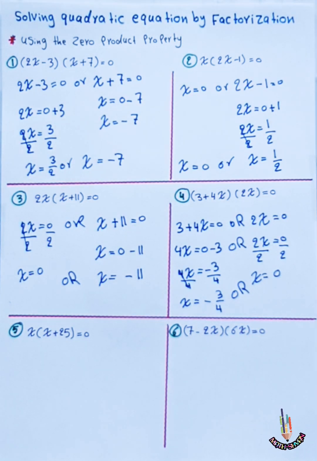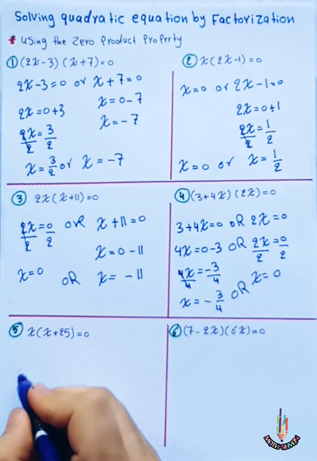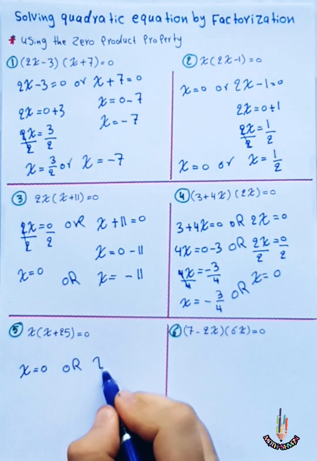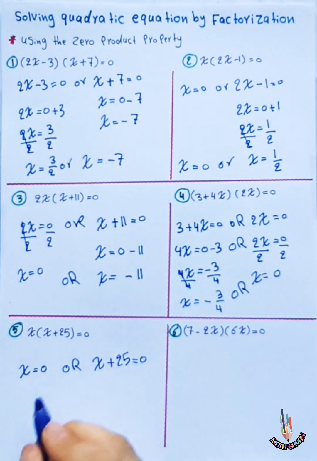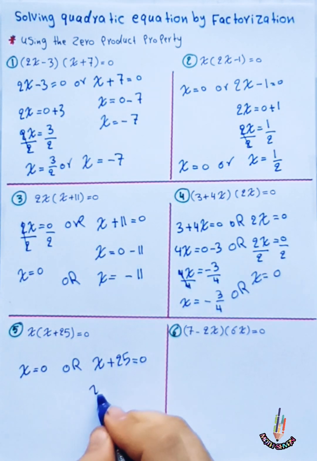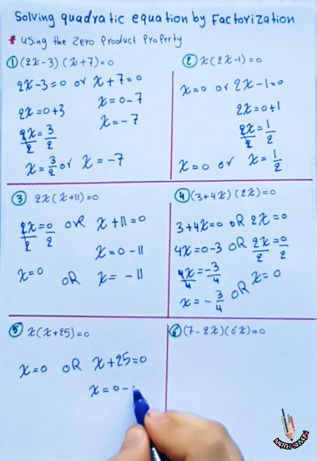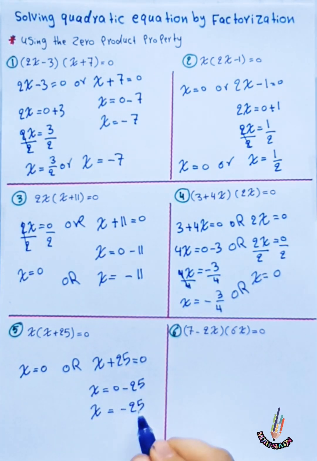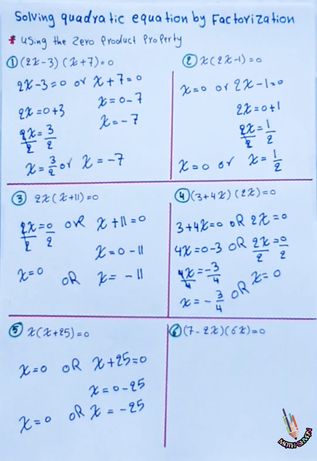Example number 5, you have x multiplied by (x plus 25) equal to 0. So first, we have to make each equation equal to 0, x is equal to 0, or x plus 25 equal to 0. So the first value for x is 0, and for the second, you have to solve the second equation. x plus 25 equal to 0, you have to change the place of positive 25 to the right side, it becomes negative 25, and then x is equal to negative 25. So the solution for this equation is 0 or negative 25.